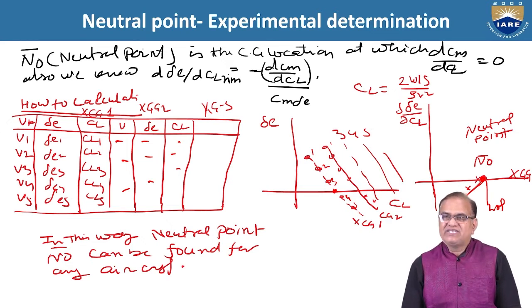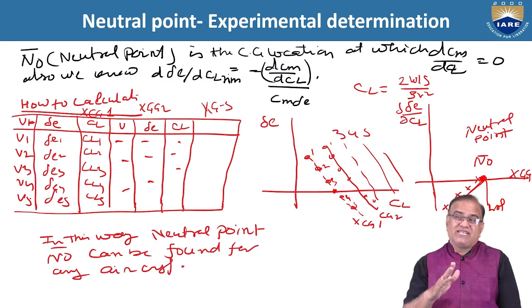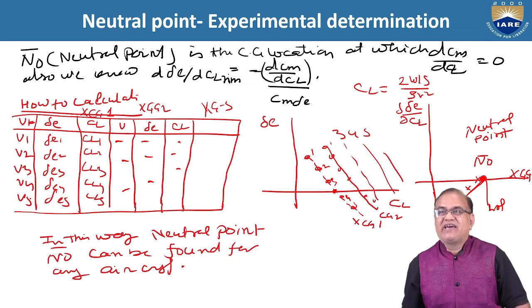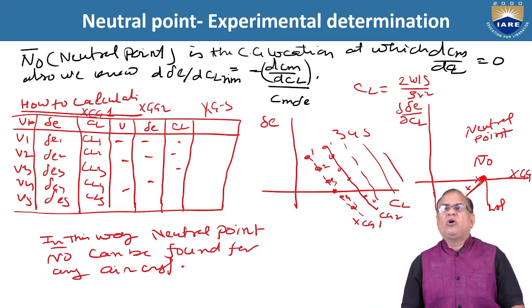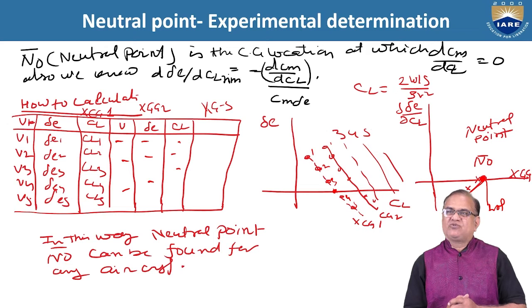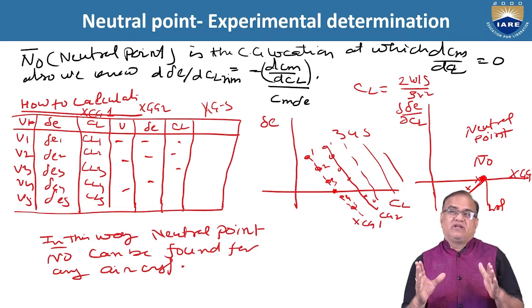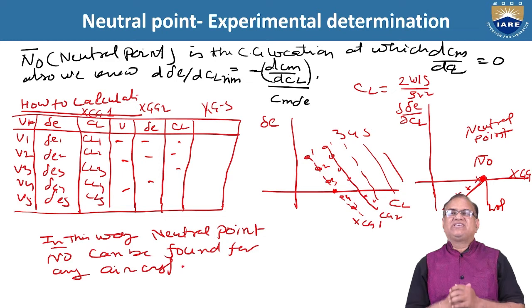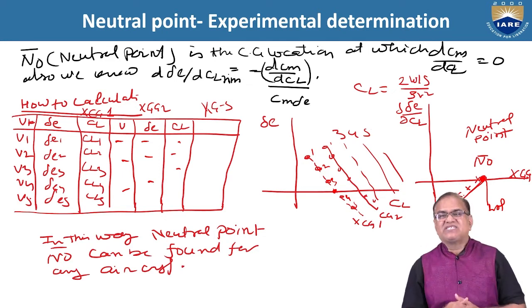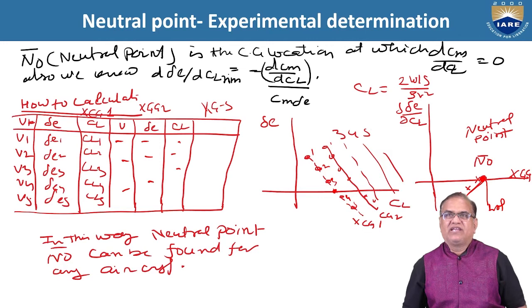And it is very nice to get the neutral point, because the neutral point plays a very important role. If your CG location goes beyond this neutral point, the aircraft will become statically unstable, and this will also affect the dynamic case, because to have dynamic stability, the static stability condition has to be satisfied first. So for our aircraft, the CG location should always be ahead of the neutral point, then only is your aircraft fit to fly. So it is very essential to determine the neutral point of the aircraft and where it is falling.